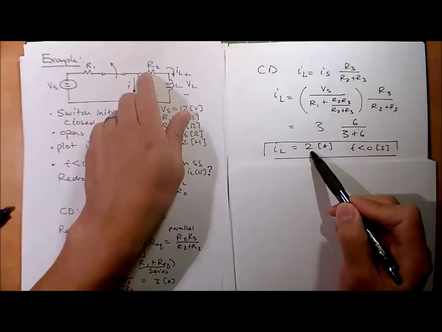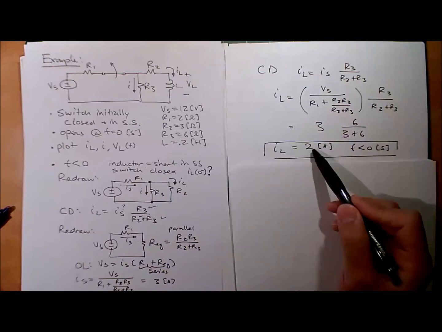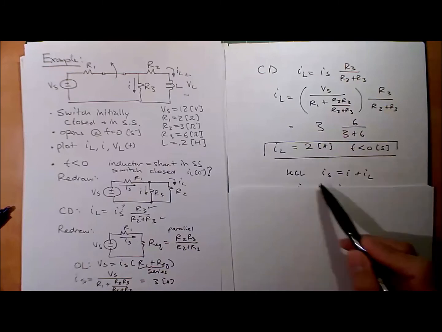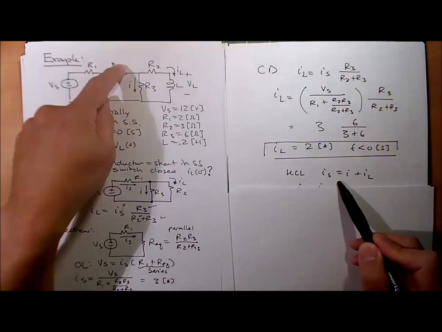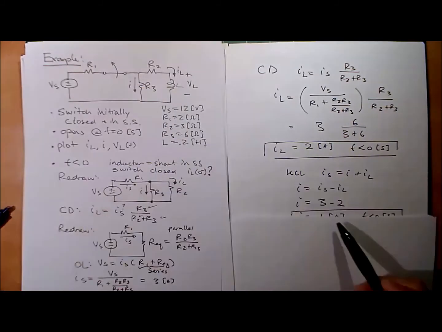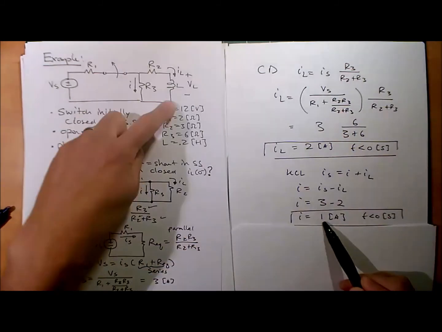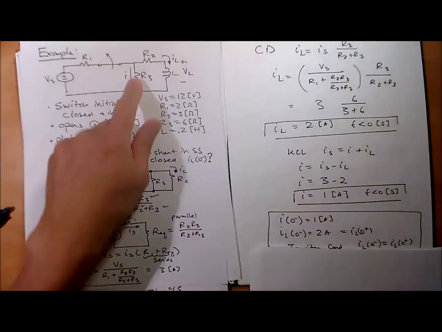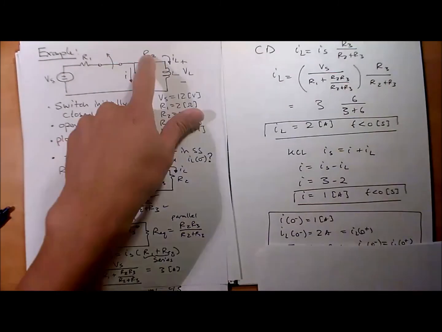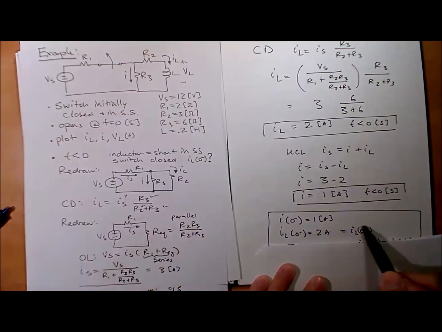So this is initially 2 amps flowing here. This is my IL of 0 minus, right, is 2 amps. If I want to do a KCL, I could solve for I. If I know initially this is 3 amps and this is 2 amps, well, that's going to be 1 amp. So I have 1 amp initially flowing through here, and 2 amps initially flowing through there, okay? So my I of 0 minus is 1, my IL of 0 minus is 2, and I know from my transition conditions, my IL of 0 plus is still 2.